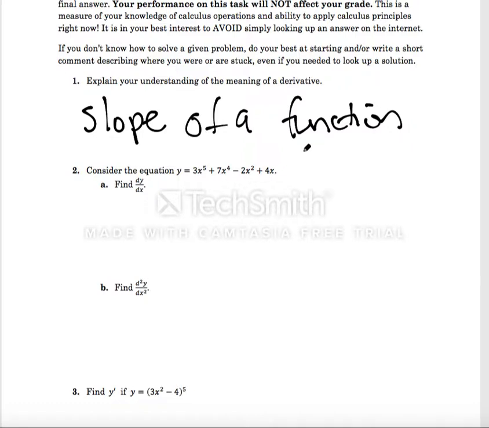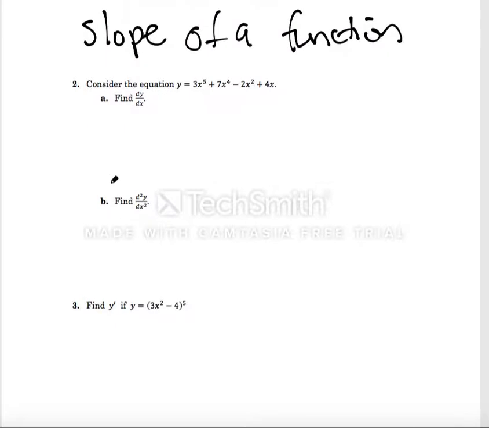You should be able to look at a graph, and if you were to draw a tangent line at a certain point for some function, you would have the slope at that point, and that is essentially the meaning of a derivative. So let's move on to part 2.